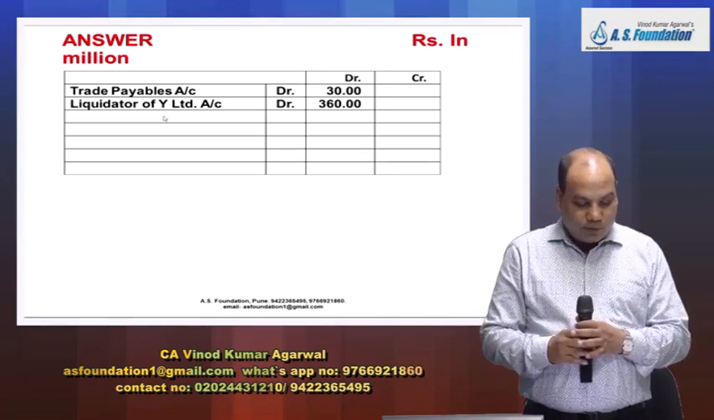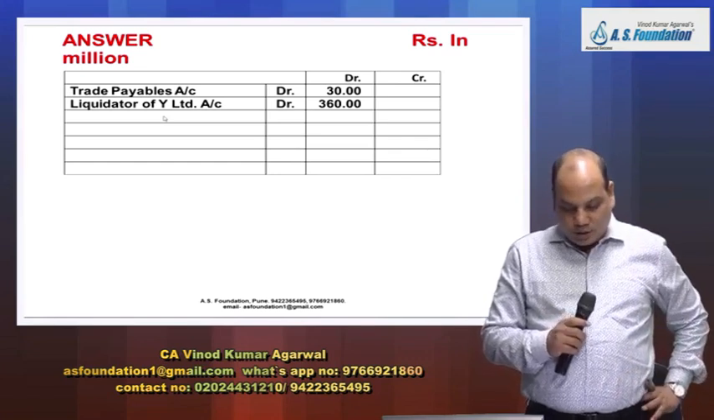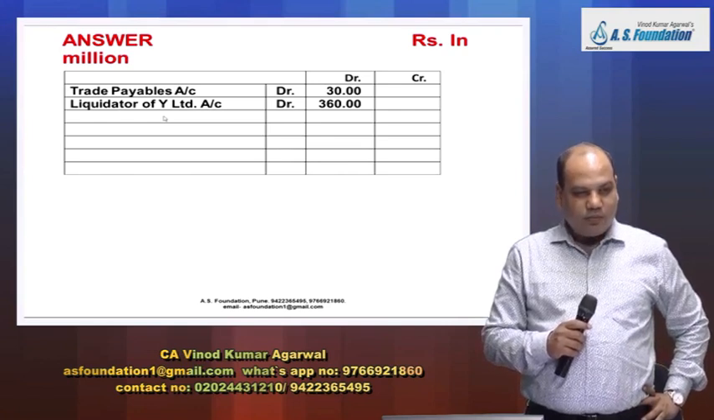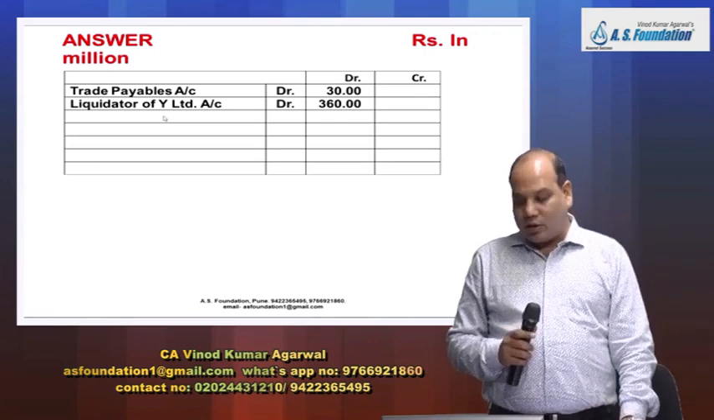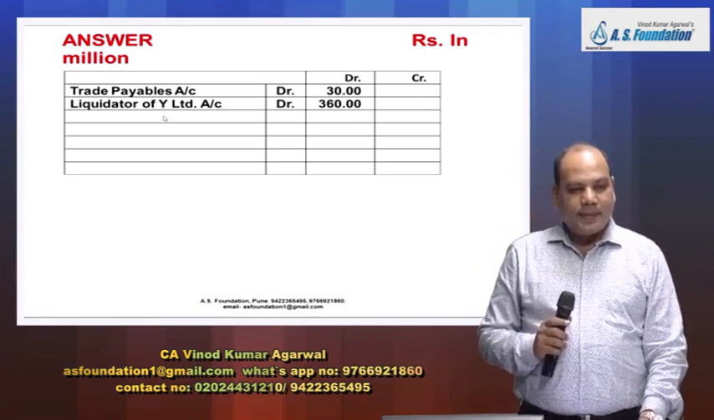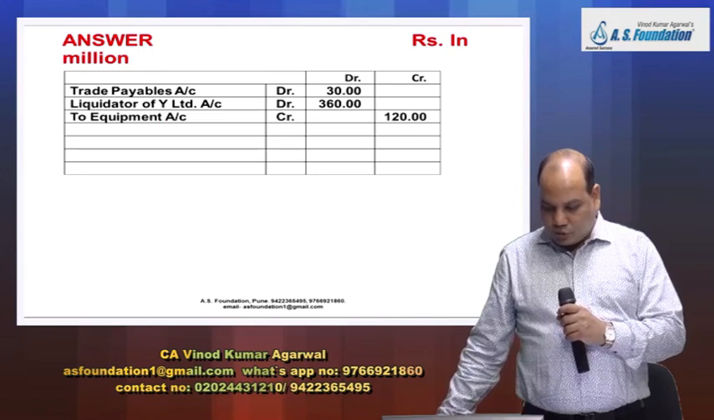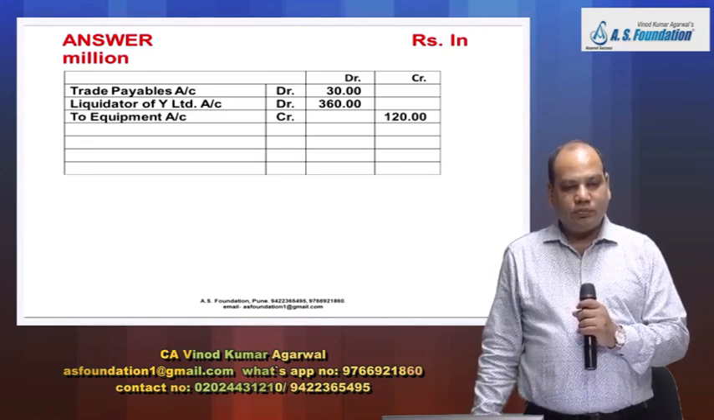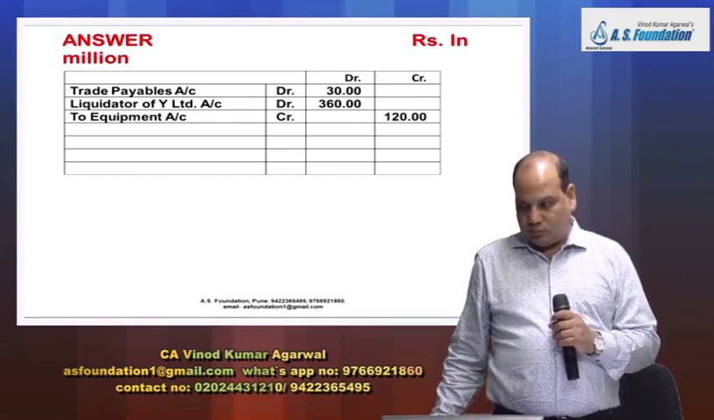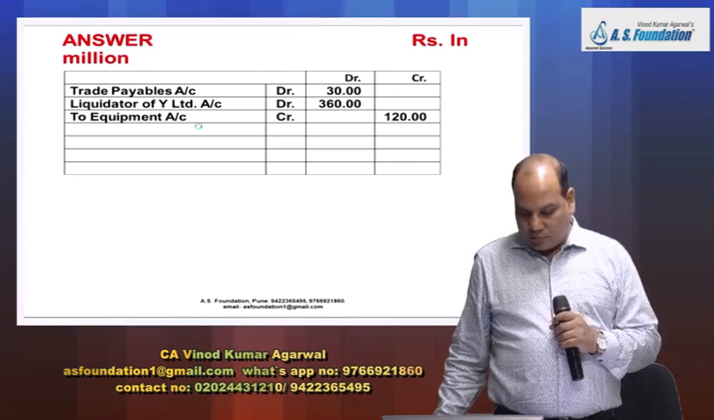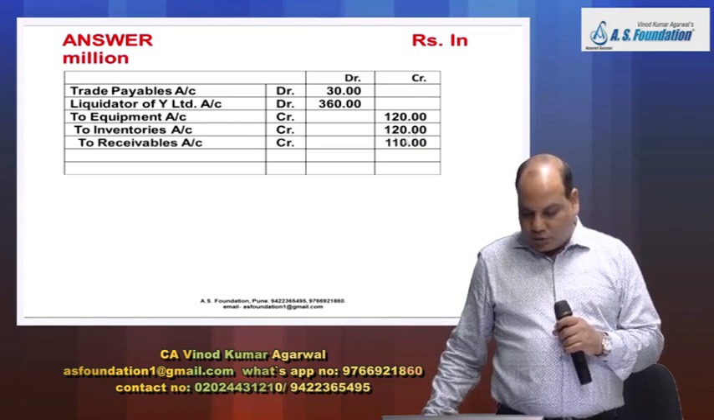Write down. Keep the first table in front of you and focus on the carrying amount column. Trade payable account debit 30, that is closed. Liquidator of Y Limited account debit 360. This is closed, 360 liability. Then to equipment account 120. To equipment account 120, book value. To inventory account 120, book value. To receivable account 110.